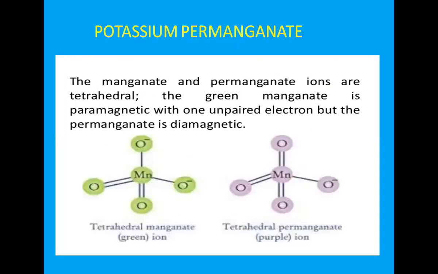One more very important compound from this d block element, particularly a manganese compound, potassium permanganate. The manganate and permanganate ions are tetrahedral in nature. The green manganate is paramagnetic with one unpaired electron, but the permanganate is diamagnetic. Very interesting to note that.